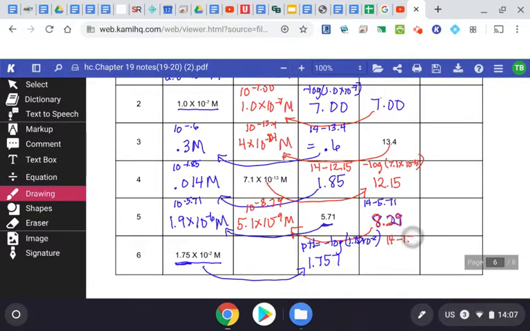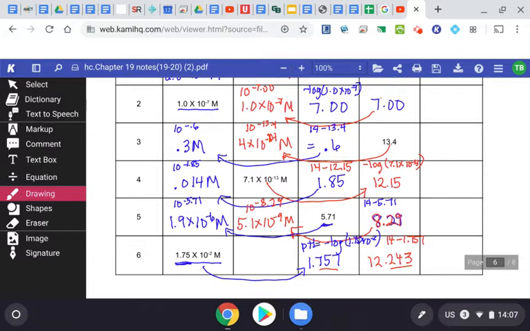14 minus 1.757 comes out to be 12.243. And again, since that had 3 decimal places, this number will also have 3 decimal places.